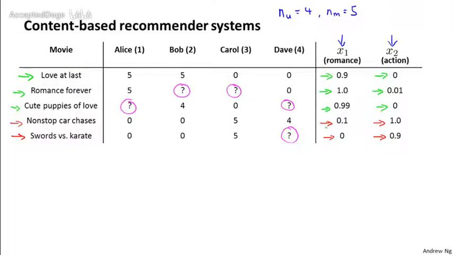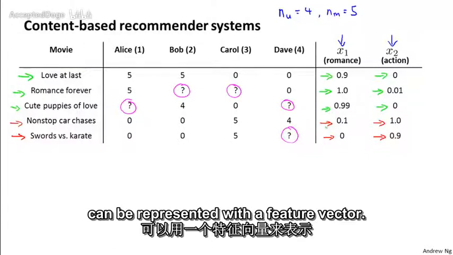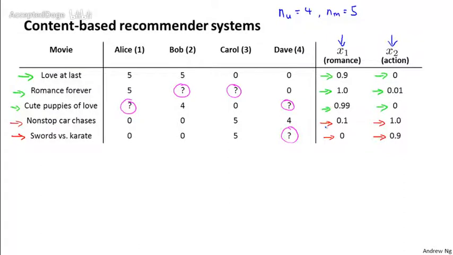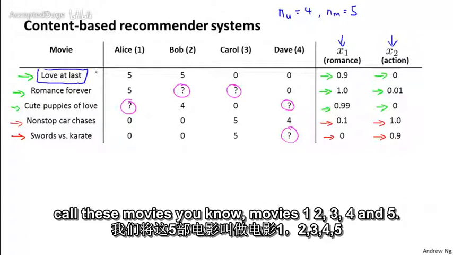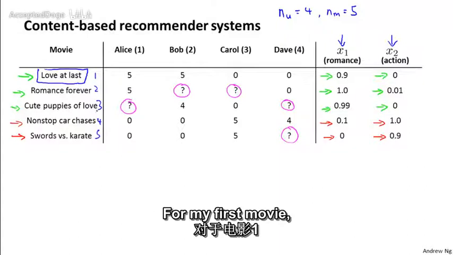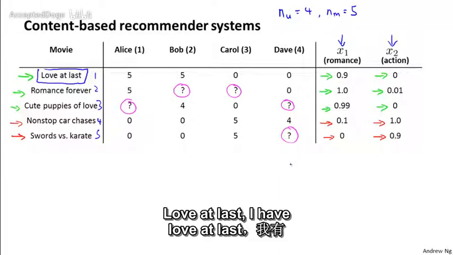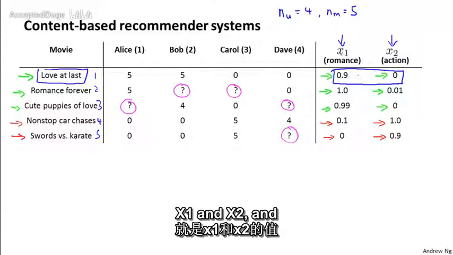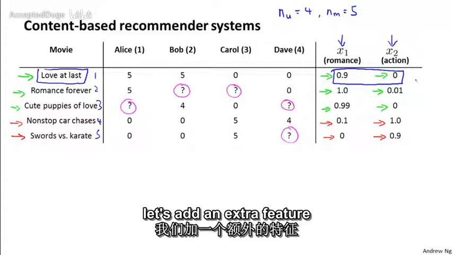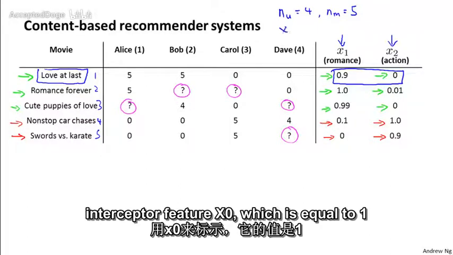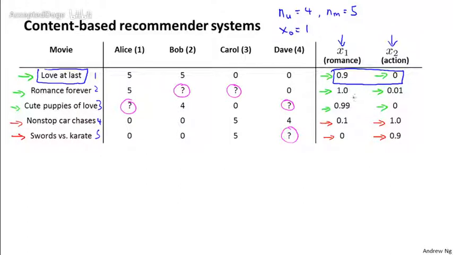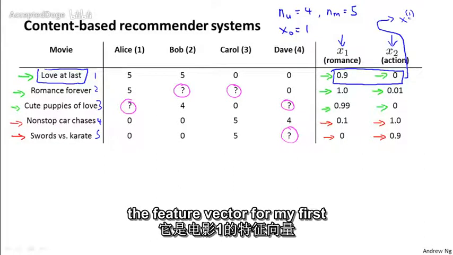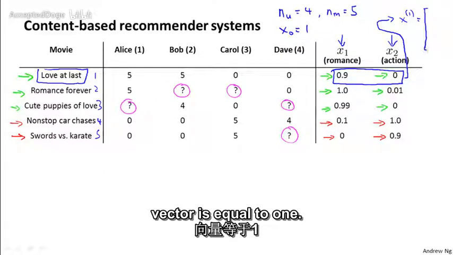So if we have features like these, then each movie can be represented with a feature vector. Let's take movie 1, so let's call these movies, movies 1, 2, 3, 4, and 5. For my first movie, Love At Last, I have my 2 features, 0.9 and 0. And so these are features x1 and x2. And let's add an extra feature as usual, which is my intercept term feature x0, which is equal to 1. And so putting these together, I would then have a feature vector x^(1). The superscript 1 denotes the feature vector for my first movie. And this feature vector is equal to 1.